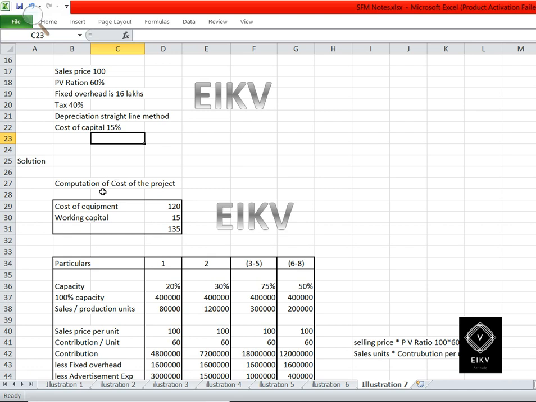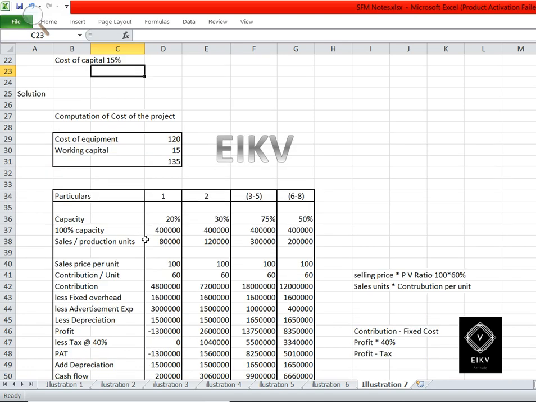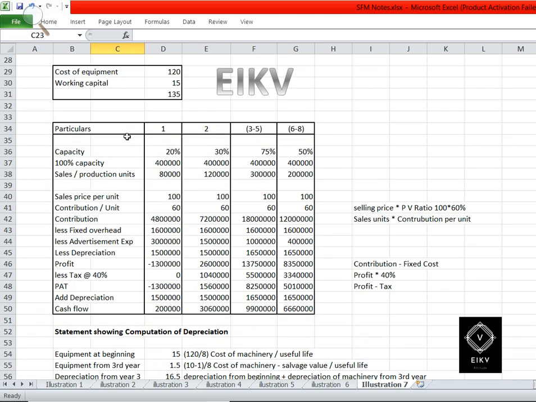Starting the solution, computation of the cost of the project, or the investment amount at the beginning of the year. For that we can take the cost of equipment of rupees 120 lakh. At the beginning of the year we need to invest 120 lakh plus a working capital of 15 lakh. So the total amount which the company should invest in the project is 135 lakh. Let's keep that working apart, and now I will explain how to compute the cash flow.